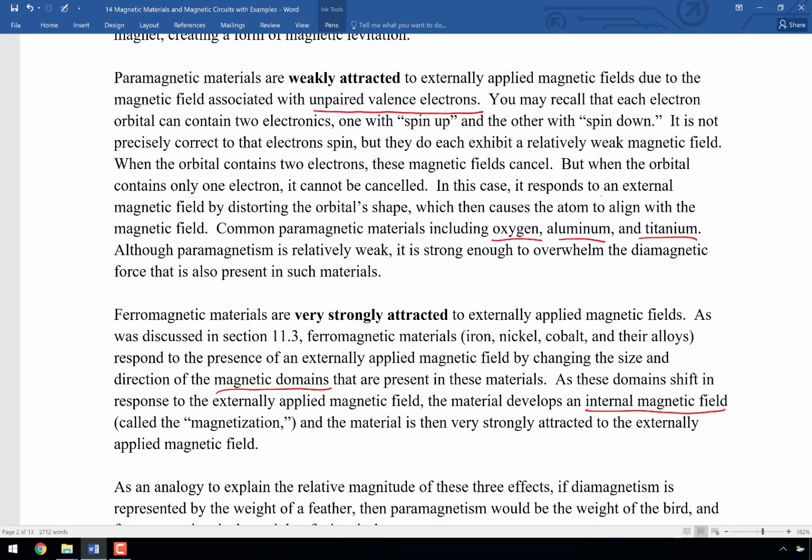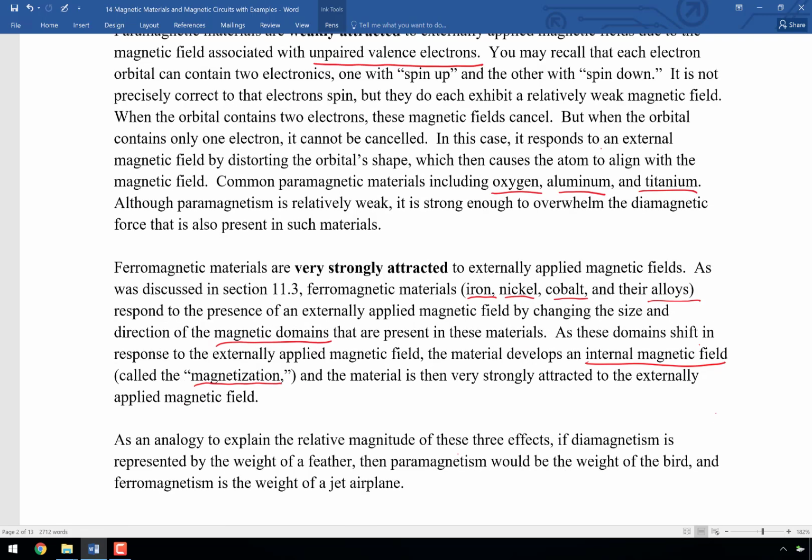We can see that there will be an internal magnetic field called the magnetization. And so we're going to talk about magnetization shortly here, but we did see this back in chapter 11, section 11.3. We talked about ferromagnetic materials, and in particular there's iron, nickel, cobalt, and their alloys. Alloys is just a fancy word for mixtures of different types of metal. And so we find that the material is extremely strongly attracted to externally applied magnetic fields. That's why, for example, your kitchen magnets or your refrigerator magnets will stick to an iron or a steel refrigerator, but to a stainless steel, which is actually not ferromagnetic, they won't stick at all.